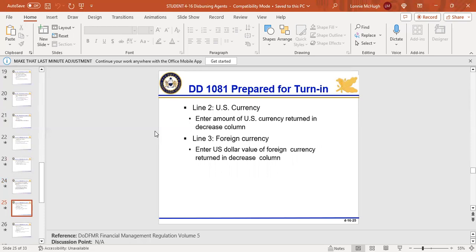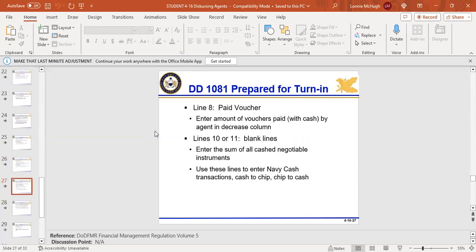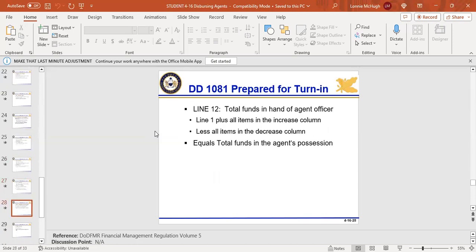Line 2, you're going to have the amount of U.S. currency returned. Line 3, same with foreign currency. Line 5, collections. So, like I said, this would be a collection from food service, retail ops. Line 6 is deposits, and then you'll have the deposit ticket. Line 8 will be paid vouchers. So, if you had one of those scenarios where somebody was doing short patrol and you needed to pay out, that would go there. And then line 12 will be your total funds in hands of agent.